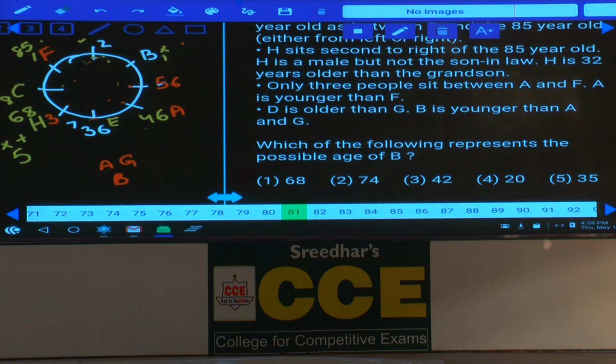Then D is older than G. We have one more piece of information here. D is older than whom? D is older than G. And B is younger than both A and G. Now this B is younger than G, as B is younger than both A and G, isn't it? B is younger than both A and G. Hence A can be at any one of these places. Then tell me, out of this, where should this B be? And this is the information we have.